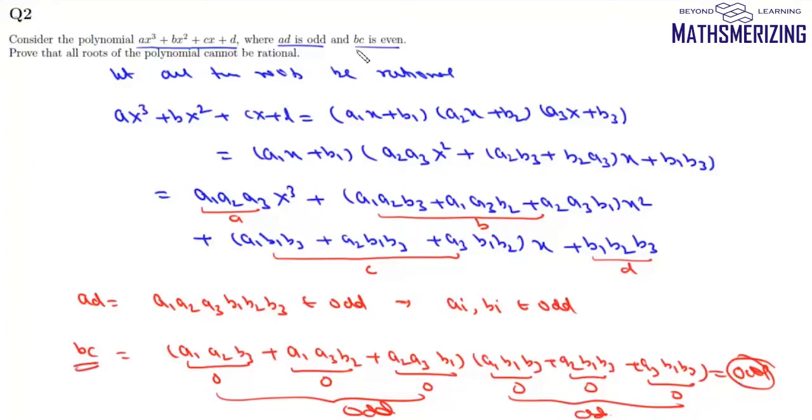But in the question, it says BC is even, which is a contradiction. And from contradiction, we can prove that all the roots of this polynomial cannot be rational. Now here the question is: let P(x) = x^n + a1 x^(n-1) + ... + an be a polynomial with real coefficients. If a1^2 is less than a2, prove that all roots of P(x) cannot be real.